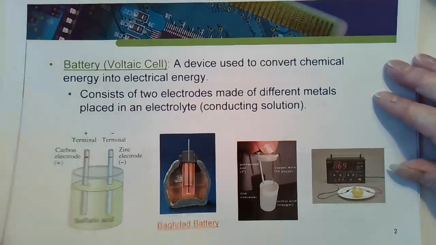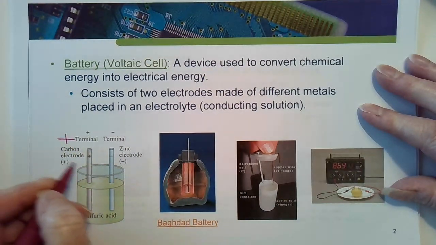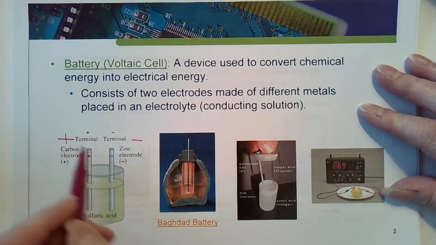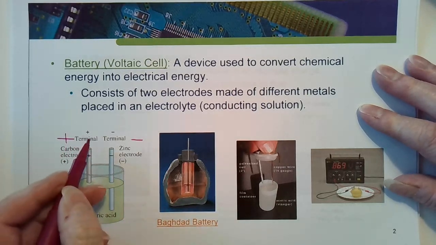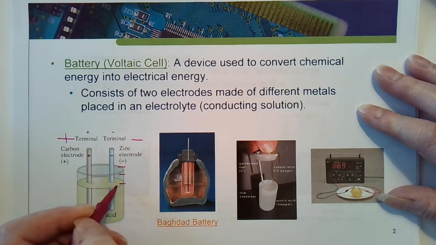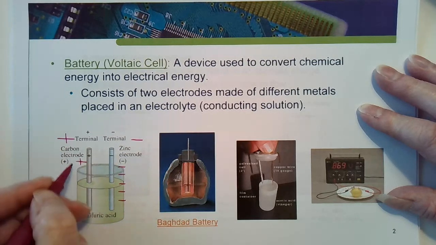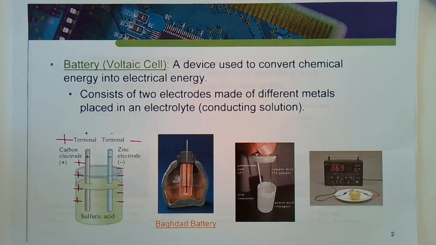What happens is one of the poles ends up being negative and the other ends up being positive, meaning that electrons from one pole went to the other pole, making this one have excess negative charges, and that would leave this pole with a positive charge.